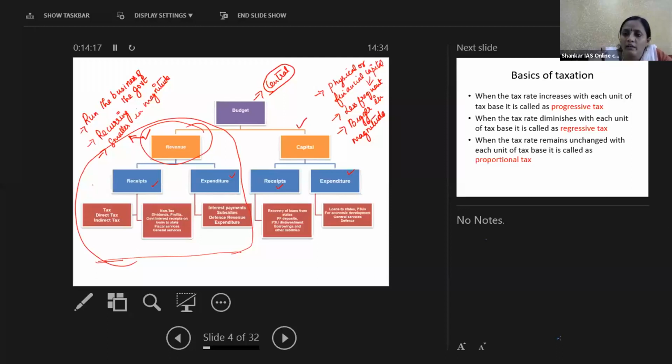Is there any doubt you want to ask about the revenue and the capital account? As I tell you more components about it, it will become much more clear, right? So now let us deal with the two major headings, which is revenue receipts and the revenue expenditure.